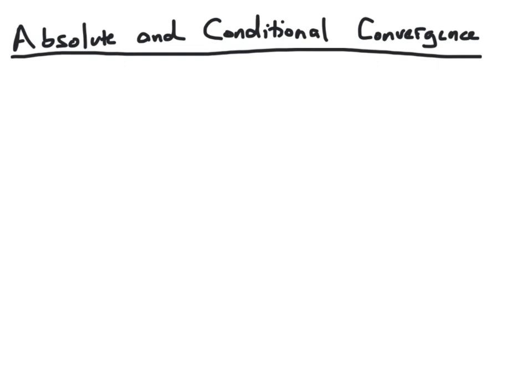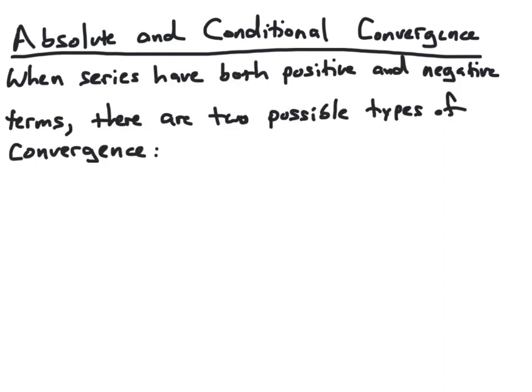In this video, we're going to discuss the concepts of absolute and conditional convergence and look at some examples of each. We're going to focus our attention on series that have both positive terms and negative terms. This includes alternating series, where we have the signs of the terms alternating between positive and negative, as well as any other series that has both positive and negative terms.